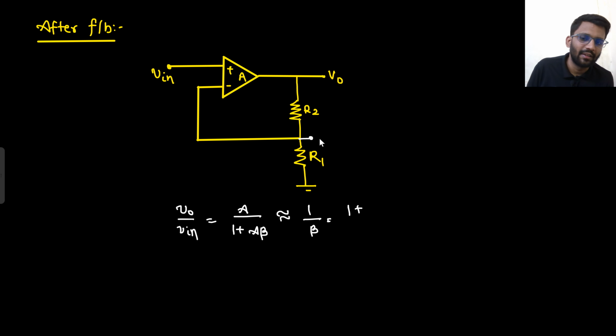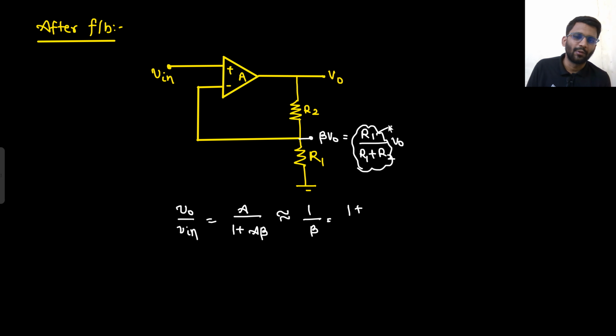Because what is the feedback factor here? This is your beta V naught. So what is the feedback factor? R1 upon R1 plus R2 into V naught. So this is the value of beta. Now 1 by beta would be 1 plus R2 by R1.